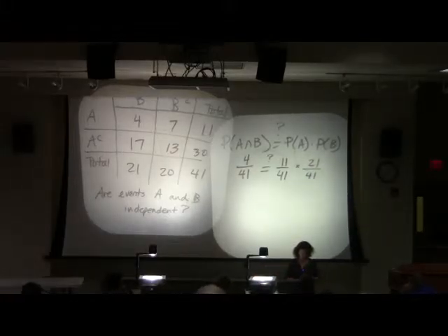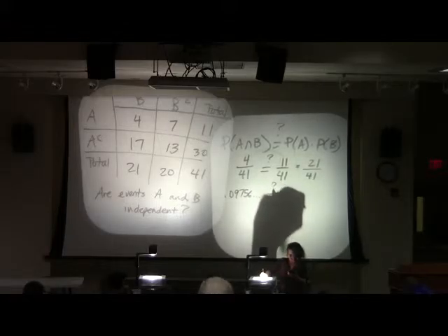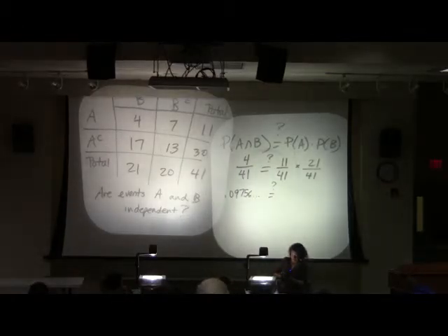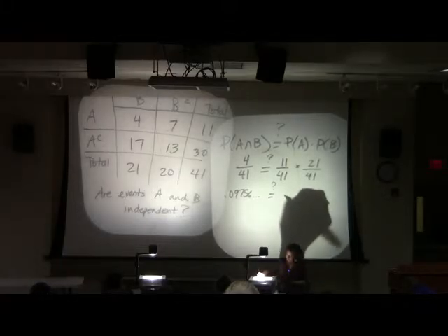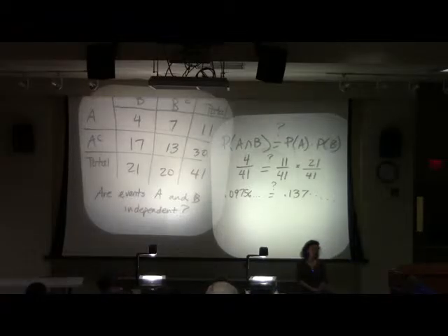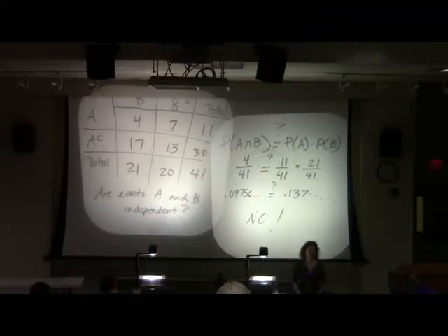Okay, so 4 divided by 41, we're going to get about 0.09756, and it keeps on going. And then to compute this side, you could just say it's 11 times 21, and then divide that by 41 squared. Point is, you're going to get about 0.137, etc. Do we have equality here? No! Therefore, are these guys independent? No! Since they're not equal, they're not independent.